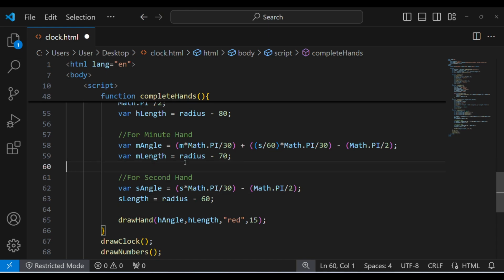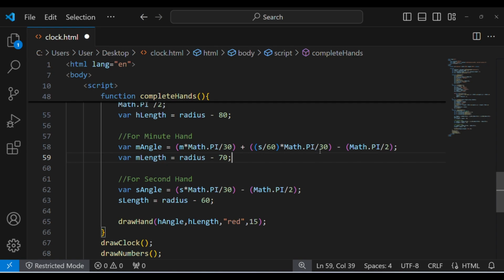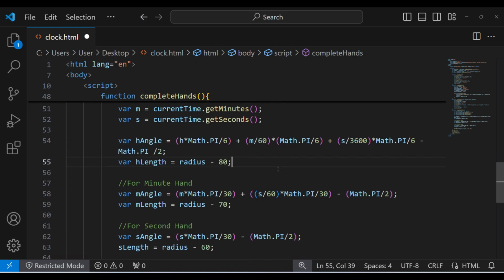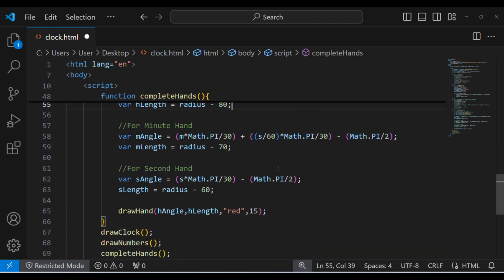We know that for 1 minute the minute hand turns through 6 degrees, that is pi by 30 radian. So we have multiplied this m with pi by 30 to get the angle. In the same way, first we have divided s by 60 so that it is converted into minutes, and then we have multiplied it with pi by 30 radian to get the angle. Also, we have subtracted Math.PI by 2, that is 90 degrees, from m angle. The same thing we have also done in the h angle, so that this will give the correct time.